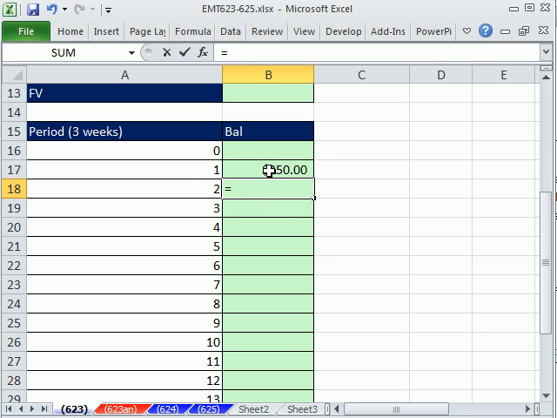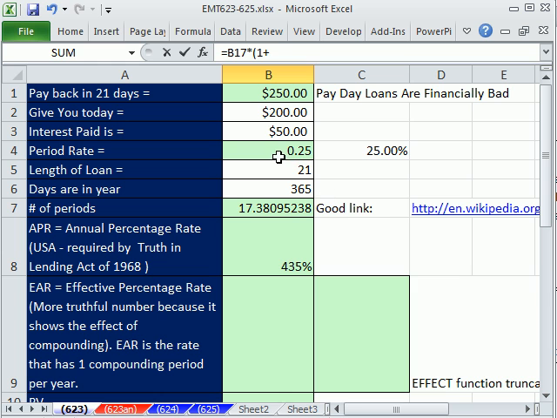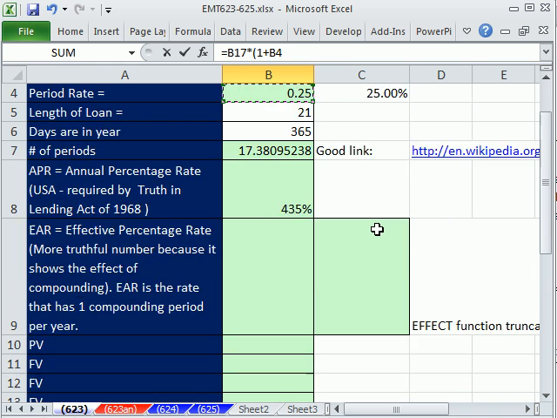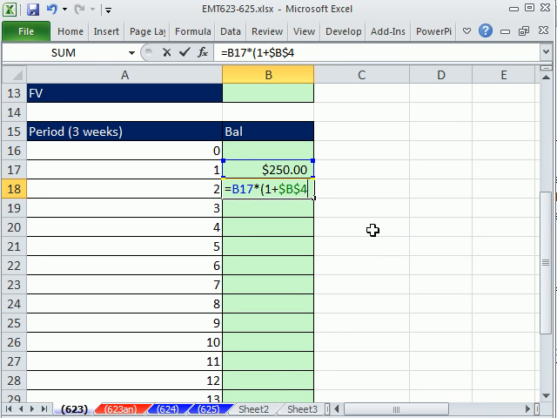You'd say equals the 250, and now we need to go times, in parentheses, 1 for the principal amount, because 1 times 250 is 250, plus our extra little bit here, our 0.25 for our period rate. Now I'm going to hit the F4 key to lock that. Wow. So, you know, some people leave it in if you're there and you have to pay that back.